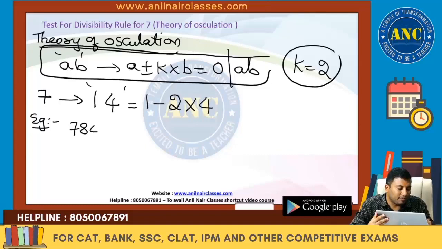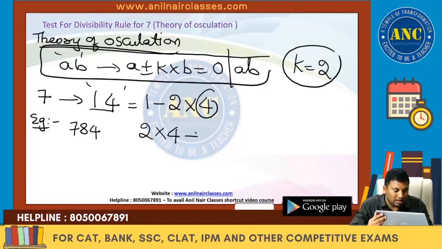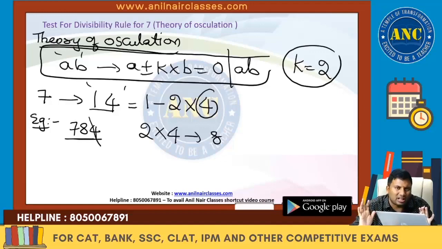784 is there. What we did in this example: we took the unit digit, 4, and multiplied it by 2. So 4 2s are 8. We subtracted it from the remaining number. If you take 784, observe this example. What did I do? I took the unit digit, doubled it, 4 2s are 8, and subtracted it from the remaining part of the number.